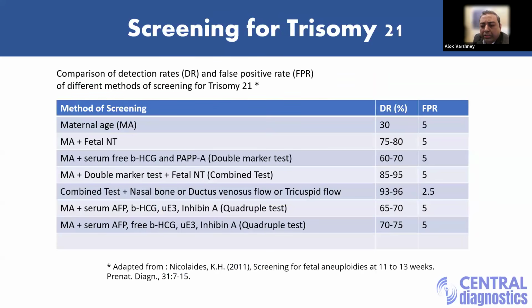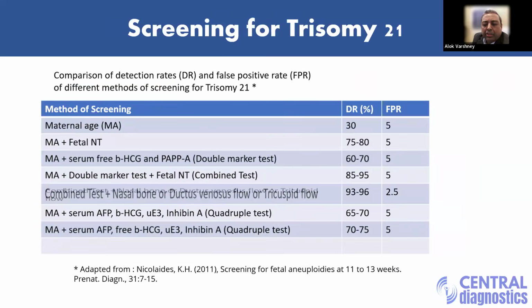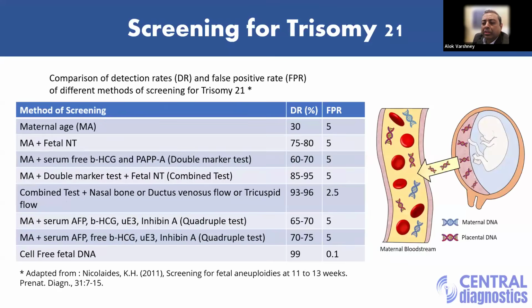And when we do it well, we detect more than 90% of cases with a very low false positive rate of 2.5%. But now we have a new kid on the block. We have the cell-free DNA, which is very highly sensitive. It is more than 99% sensitive with a very low false positive rate of 0.1%. So the traditional role of NT scan, which was aneuploidy screening, is now fading away.